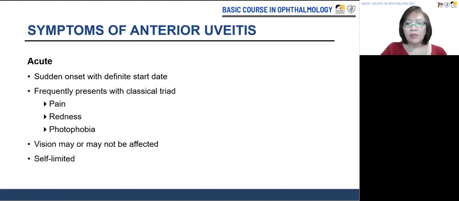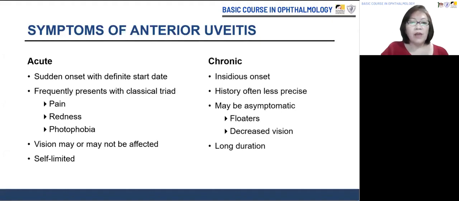Redness, when present, is usually less compared to redness seen in patients with conjunctivitis. Photophobia refers to increased sensitivity to light. The sun or bright indoor light can be uncomfortable, even painful. Vision may or may not be affected.